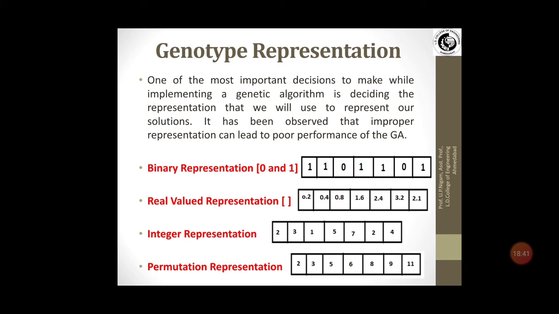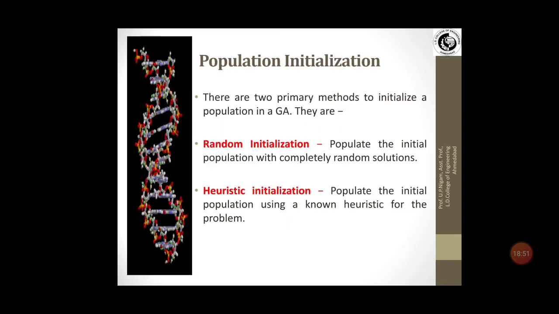2, 3 is there, then 4 is omitted, then 5, 6 is there, 7 is omitted, and 8, 9 is there, 10 is omitted, and 11 is there. So the combination is there, so it is known as the permutation representation.